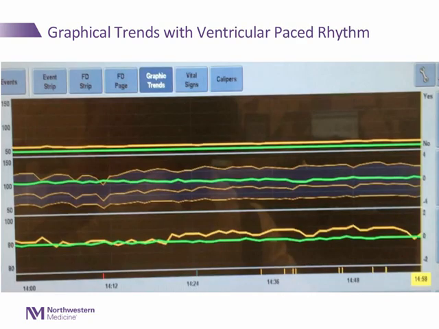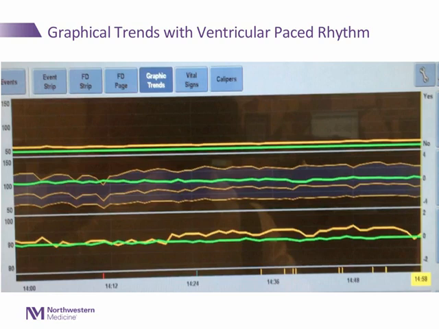In patients with pacemakers who are pacemaker dependent, the graphical trend line reveals a flat trend line with little or no variation. This is because the heart rate is dependent on the lower rate limit of the pacemaker, usually set to 50 or 60 beats per minute, and will not go below this as long as the pacemaker is functioning properly.